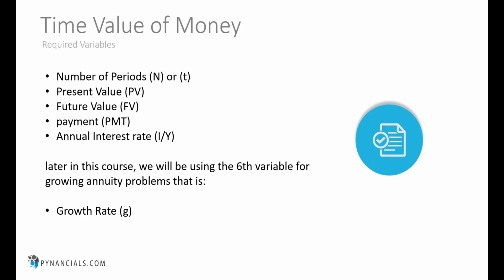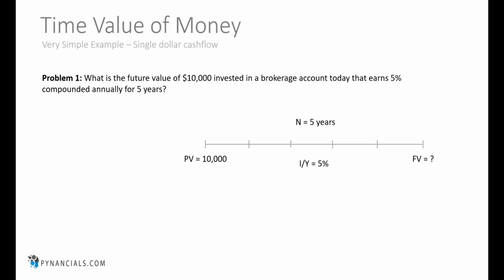For tackling time value of money problems, you have to look at 5 main variables: number of periods, present value, future value, payments, and the interest rate. Later in this course, we will be using a 6th variable for growing annuity problems, and this variable is known as the growth rate. I personally believe that to grasp this concept fully, we should start by solving problems and practice to become fluent in solving different time value of money questions. So let's begin by solving our first problem.